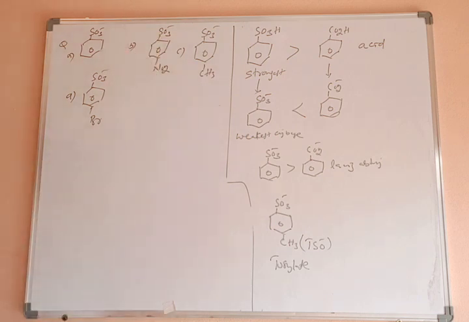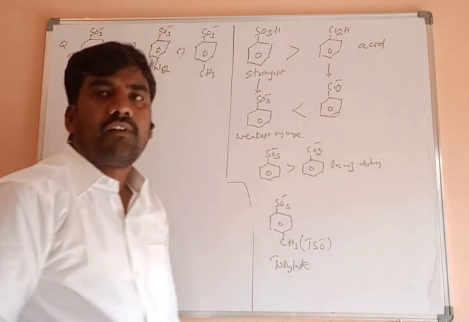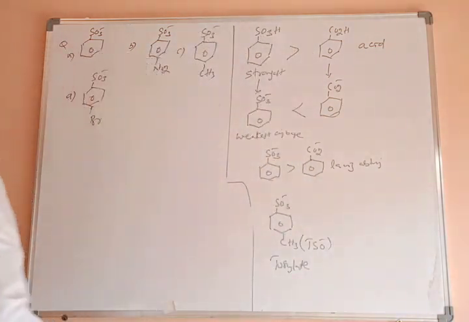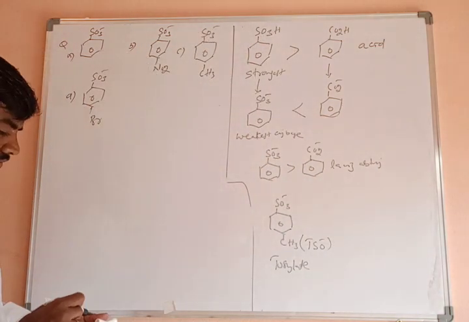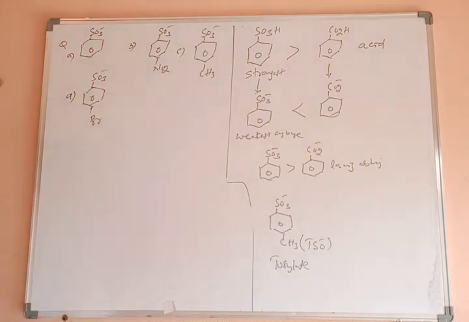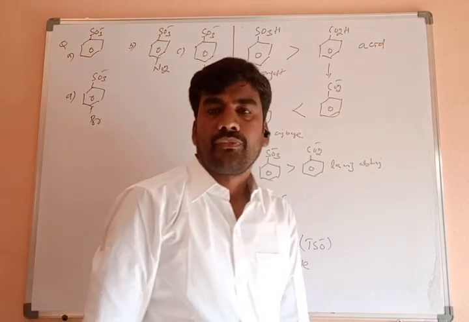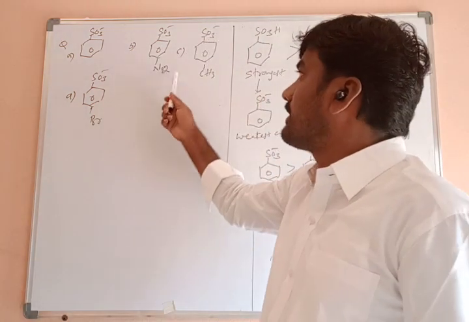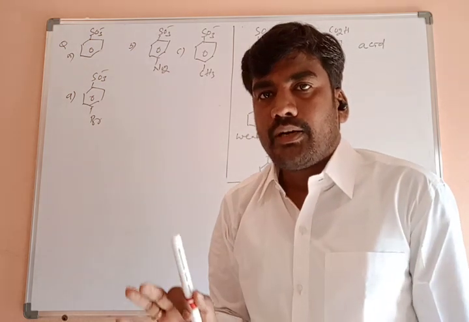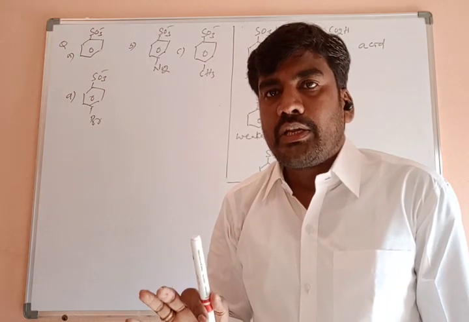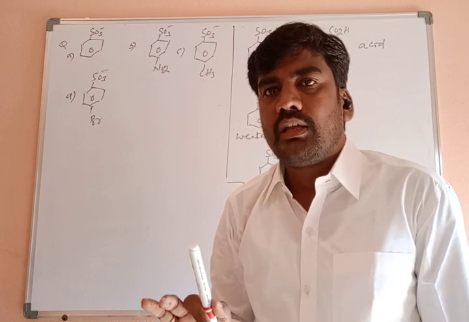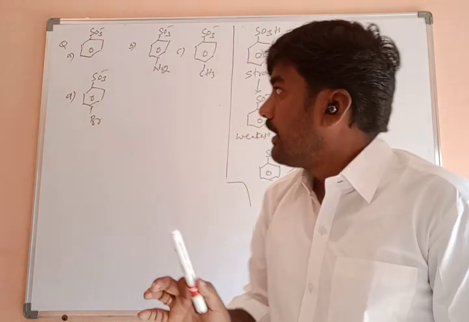Now arrange them in increasing order of leaving ability. Which is a good leaving group among these? In all of these anions the negative charge is there, so the stability of the anion is directly proportional to the leaving ability.